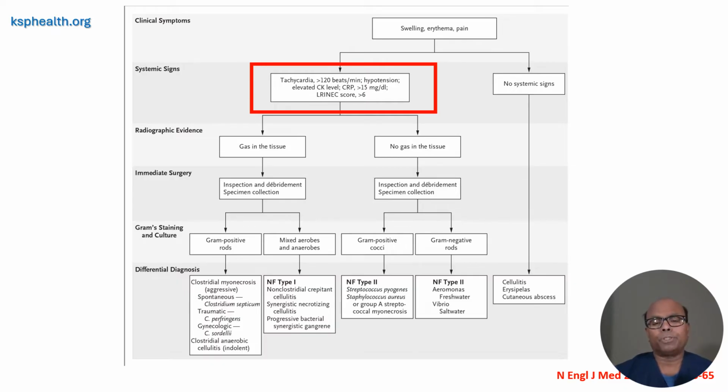But when there are obvious things like tachycardia, more than 120 beats per minute for adults, or age-appropriate tachycardia for children, hypotension, elevated CK level, CRP more than 15, or LRINEC score more than 6, it is suggestive of necrotizing bacterial infection.